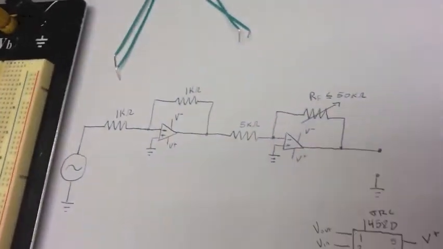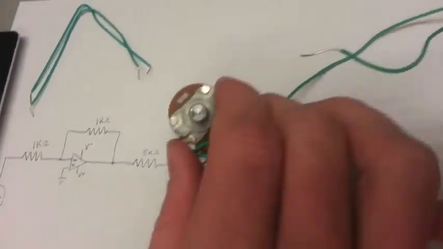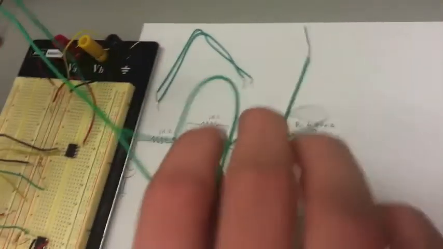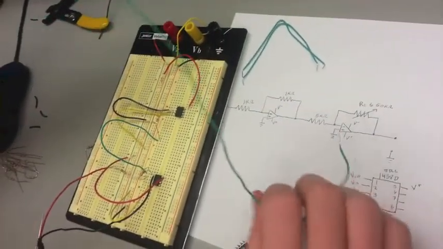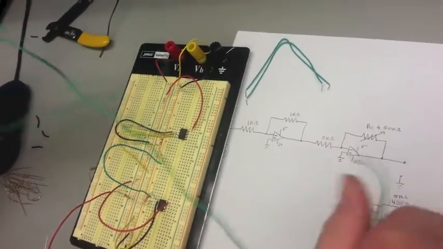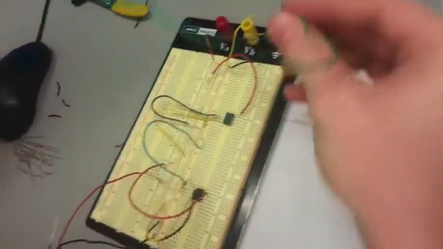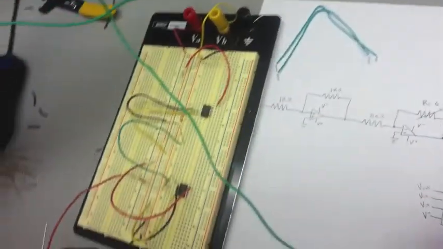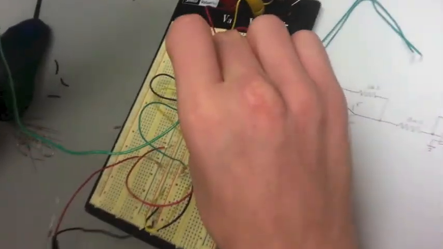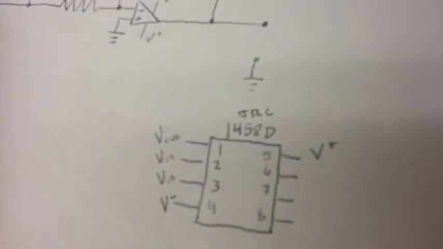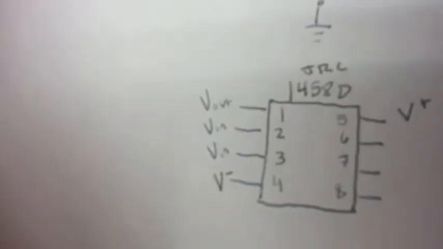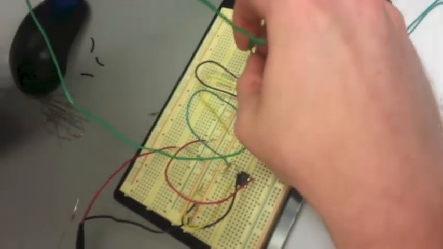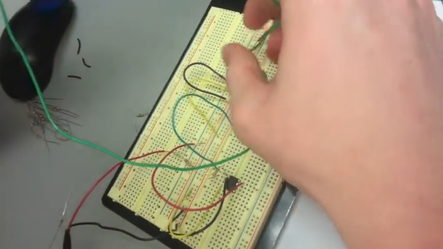Now we have to integrate our feedback resistor, which is our potentiometer. The feedback resistor goes from the input to the output in parallel. So you take one end and you go into pin 1, which is your V out, back to where you put that 5 kilo ohm resistor, which is in pin 2. Just like so.